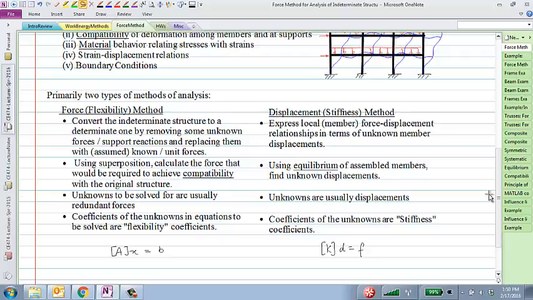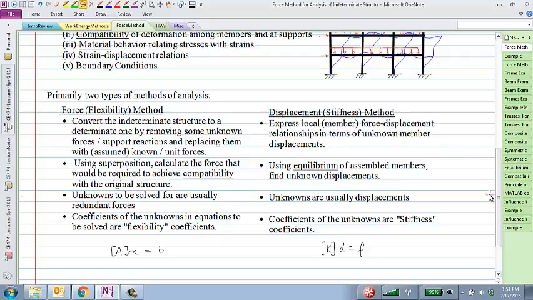The concepts behind these two methods are, of course, different. One of the methods, the force method that we'll begin today, is based upon the idea that any indeterminate structure can be converted to a determinate structure with some additional redundant reactions or forces. For example, the example that I was giving you was that cantilever beam with a center support, right, with a tip load.